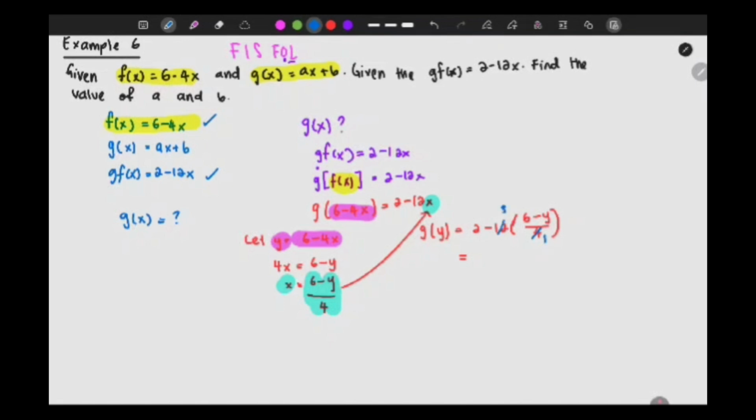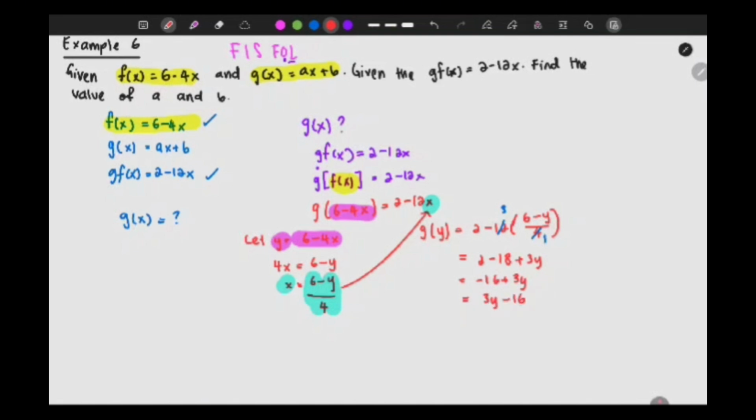So 2, then negative 3 times 6, negative 18. Negative 3 times negative y, positive 3y. So your 2, don't forget to minus 18. 2 minus 18 is negative 16 plus 3y. It looks ugly, so write 3y minus 16. I can also write it as g(x) equals 3x minus 16. Here you go, I found it.